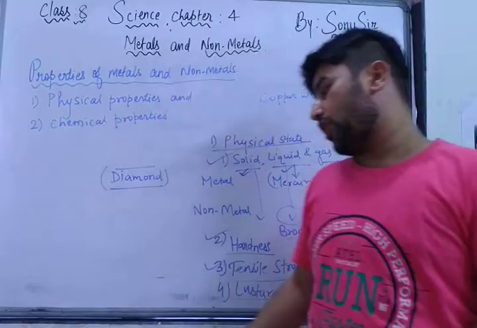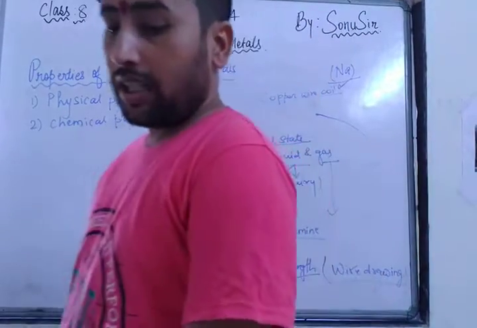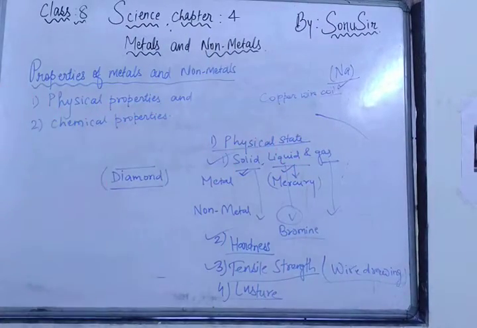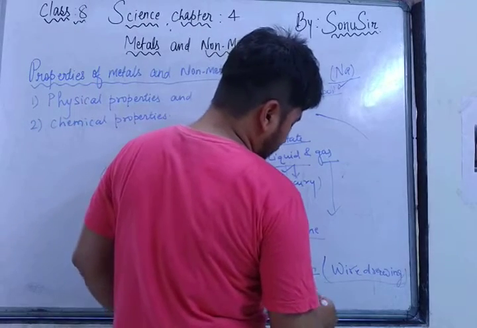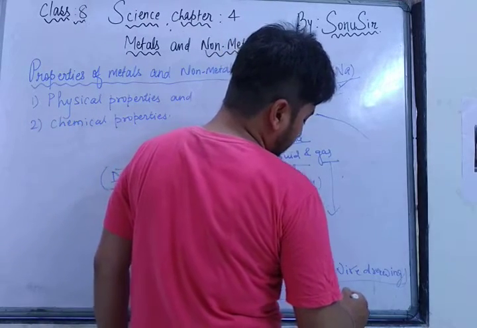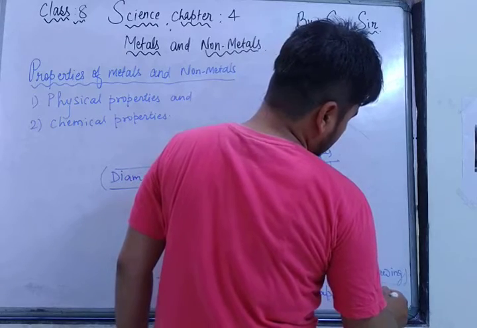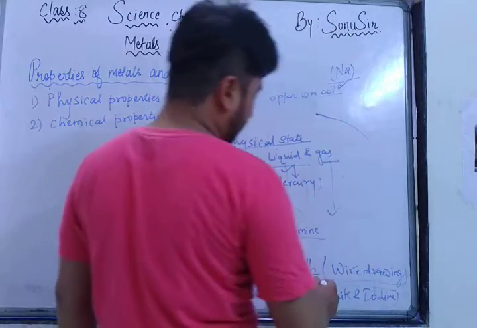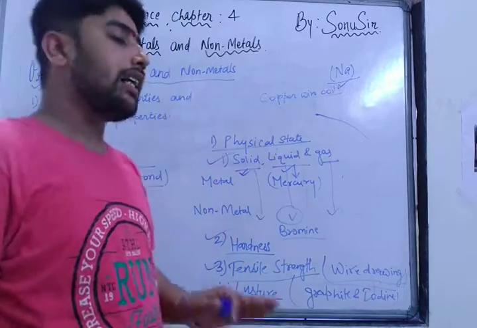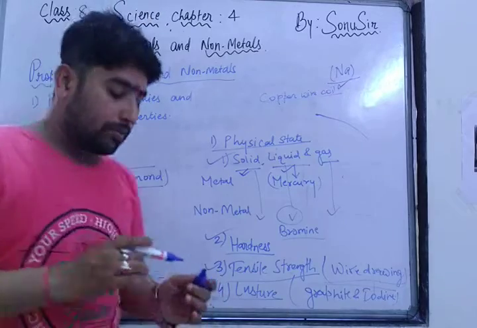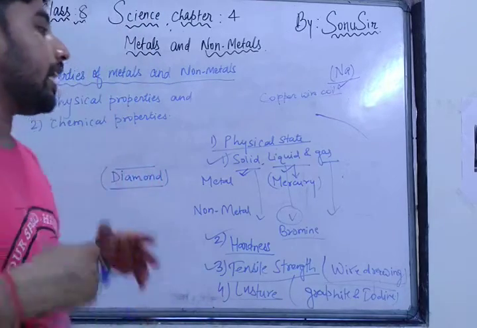So metals are lustrous and non-metals are not lustrous. Old metal objects can be polished, they can get their shine back, but the non-metals are not shiny. Exception: graphite and iodine. There are two non-metals which are shining. These are the two non-metals, graphite and iodine. In this exception case, they both are shining. Except for these two non-metals, all are not lustrous. But metals are lustrous, they have a shining property.